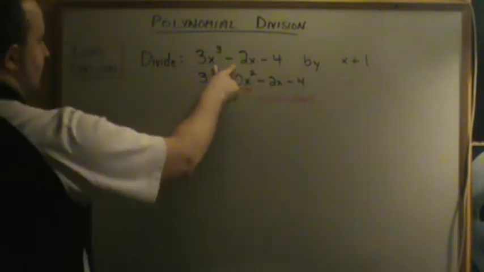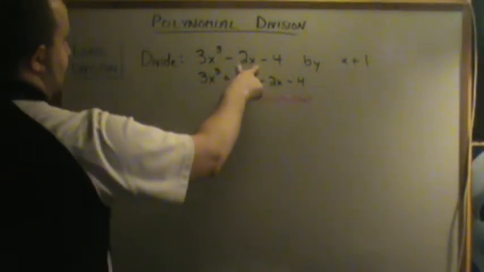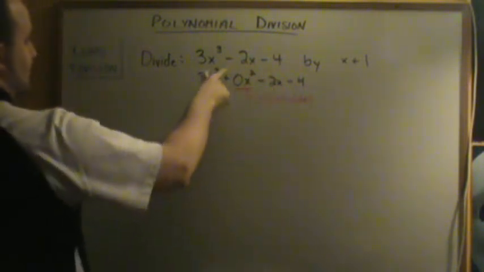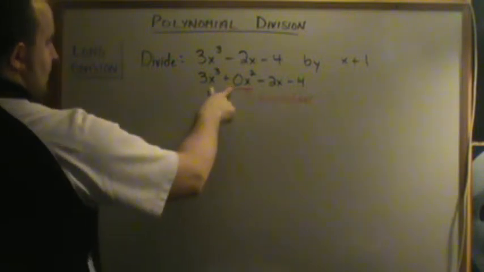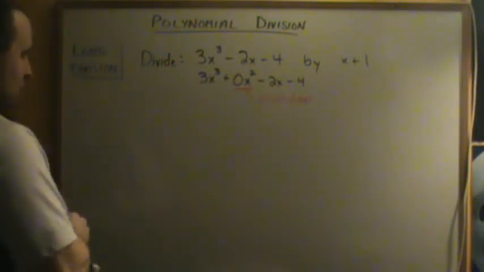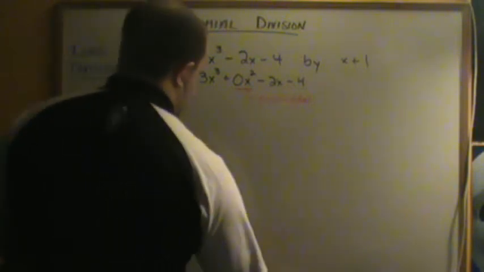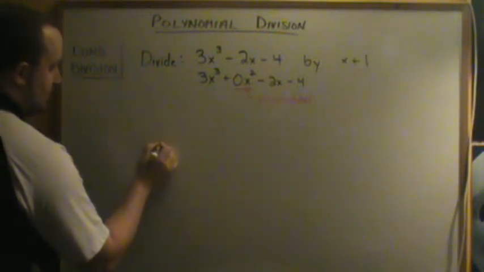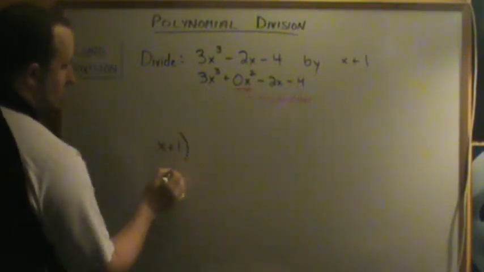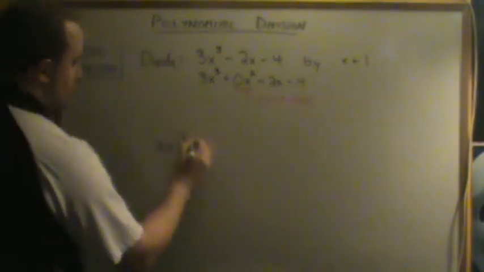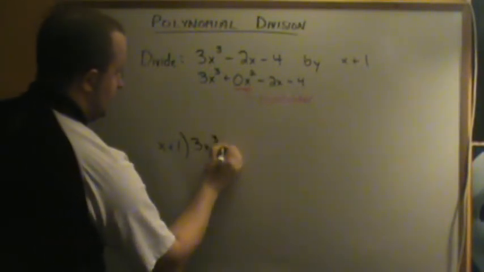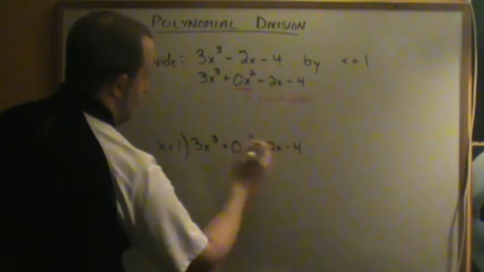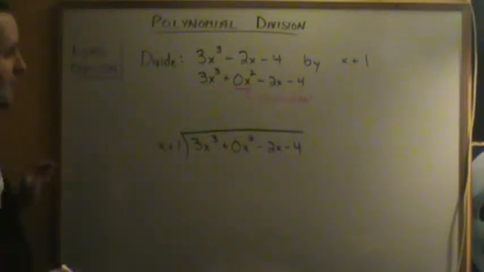So if you don't see a term there, like an x squared term, say this was minus 2x squared minus 4, we'd have a 0x term here. But since we don't have a second degree term, we have to have a placeholder for it. Alright? And then we could set up the division appropriately. x plus 1 is your divisor. Your dividend is now 3x cubed plus 0x squared minus 2x minus 4. Put your bar over top.